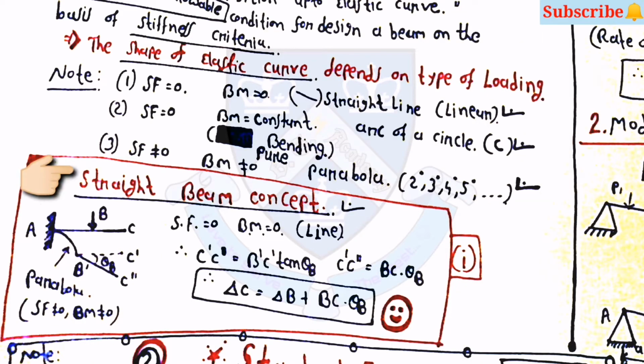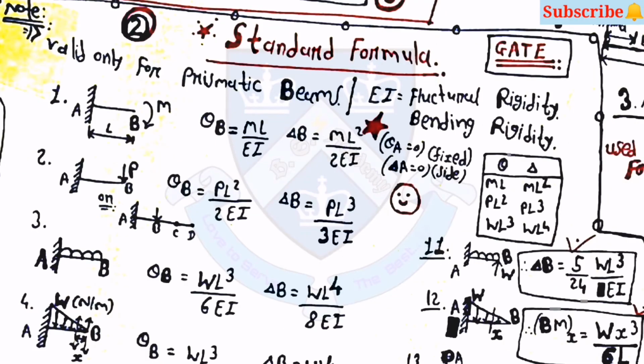Then for the straight beam concept, here you can use the equation delta C is equal to delta B plus BC into theta B. Then come the standard formulas from which questions have been asked many times in the GATE examination. Note that these formulas are valid only for prismatic beams, and EI is the flexural rigidity or bending rigidity.